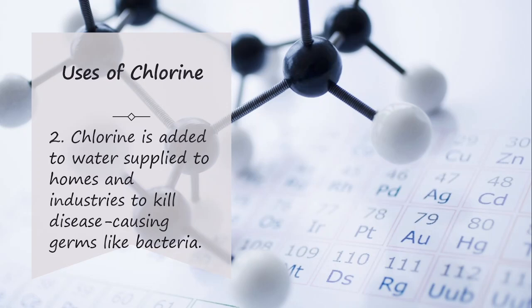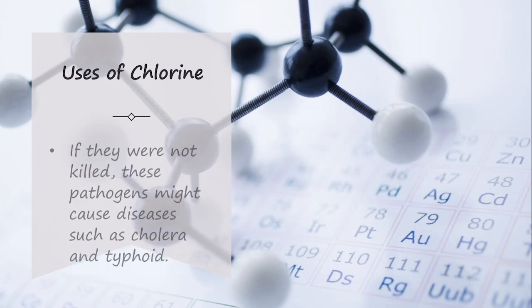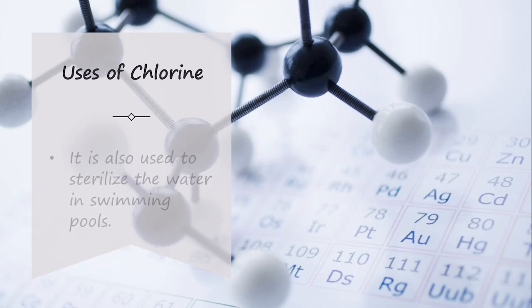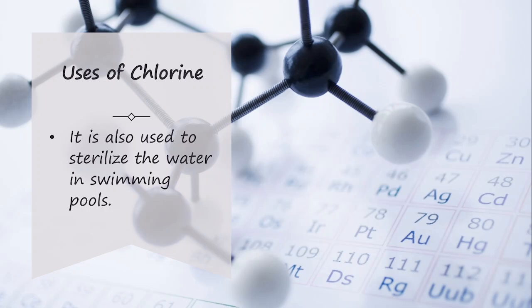Moving on, the second use: chlorine is added to water supplied to homes, domestically, and to industries, to kill disease-causing germs like bacteria. So chlorine acts as an antibacterial compound when it is used to kill bacteria at homes or industries. If they are not killed, these pathogens might cause diseases such as cholera and typhoid. So we don't want those to happen.